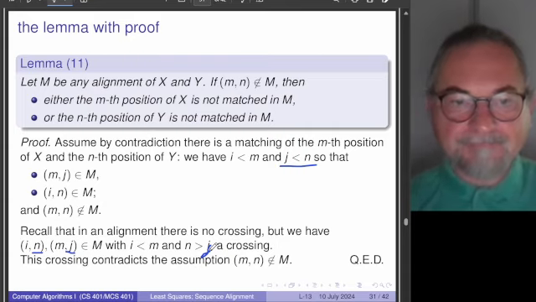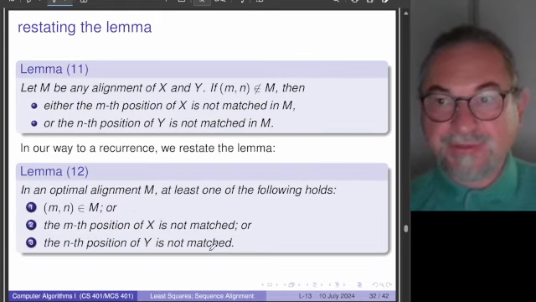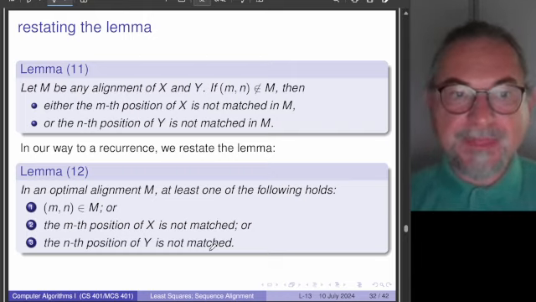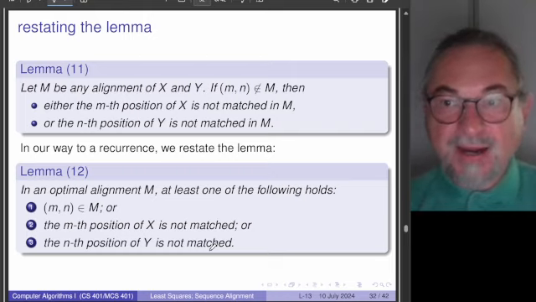Okay, let's build a recurrence from this. Well, let's restate the lemma. We actually have three cases now. Either the last two characters are matched, or we have skipped the last two characters, M and N. So these are the three possibilities in our optimal alignment.